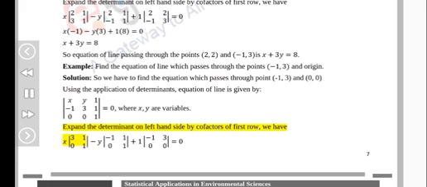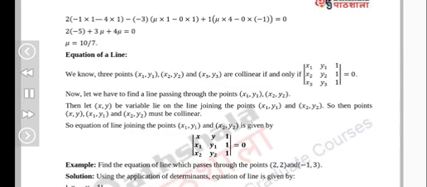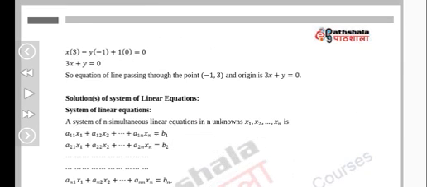Expand the determinant on the left-hand side by cofactors of the first row. We have x(3 times 1 minus 0) minus y(-1 times 1 minus 0) plus 1(0) equals 0. So 3x plus y equals 0. So the equation of the line passing through the point (-1, 3) and the origin is 3x plus y equals 0.